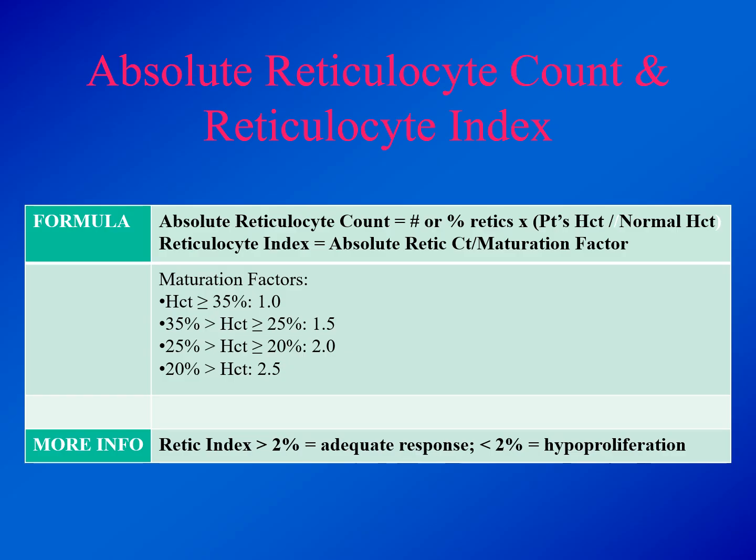If the anemia is severe, we also have to divide by a factor. If the hematocrit, for example, is less than 20, then we have to divide the absolute reticulocyte count by 2.5, just to have an idea how active the bone marrow is.